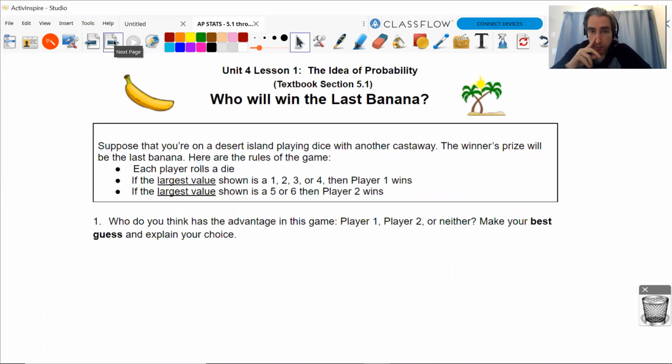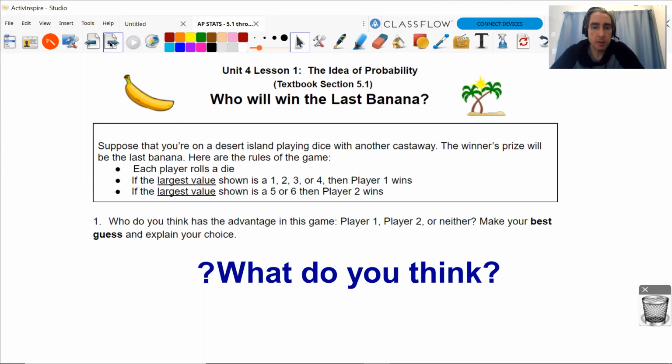So in this question, you are asked to try to figure out which likelihood is going to allow player 1 or 2 to be advantageous in this game. Your scenario is you pair up with somebody and roll a die. If your highest number is a 4 or less, then player 1 wins. If the highest number is a 5 or 6, then player 2 wins. So you want to think about which is going to be more likely to occur, player 1 winning or player 2 winning. Make your best guess. I'm not going to tell you what it is. Just think about what you think it is based off the information here.